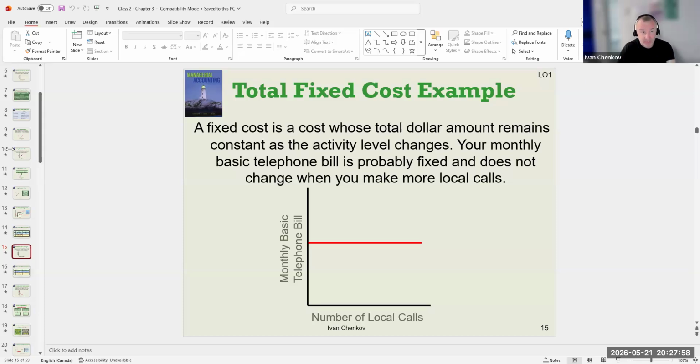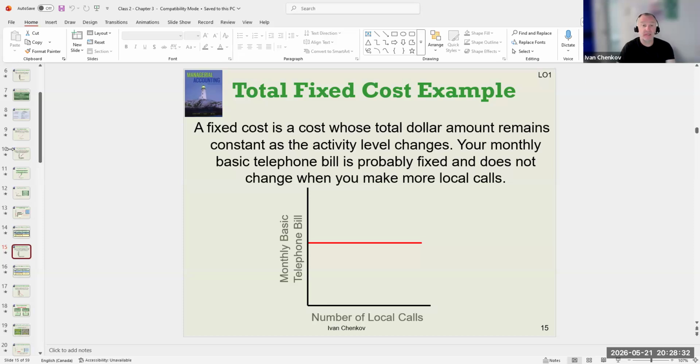So if you're paying $50 for your cell phone plan and you're sending only one text message, how much is the cost for that text message? It's going to be $50, right? If you're paying for the plan monthly, $50 for unlimited messages, and you send only one text message, the cost for that text message will be $50.